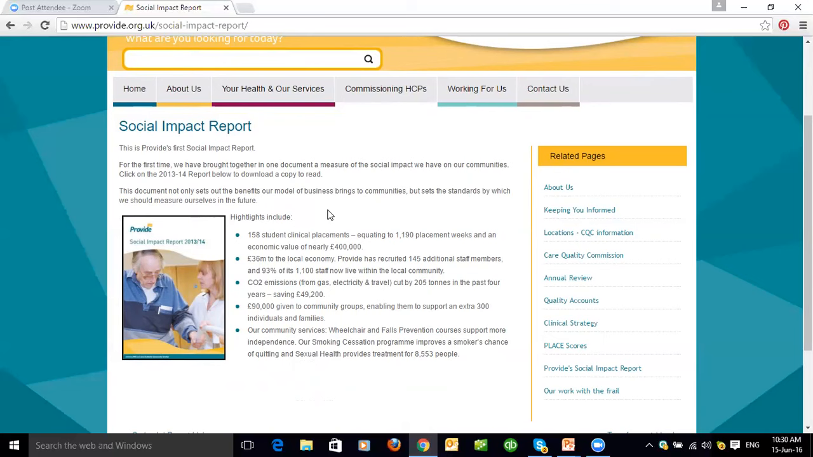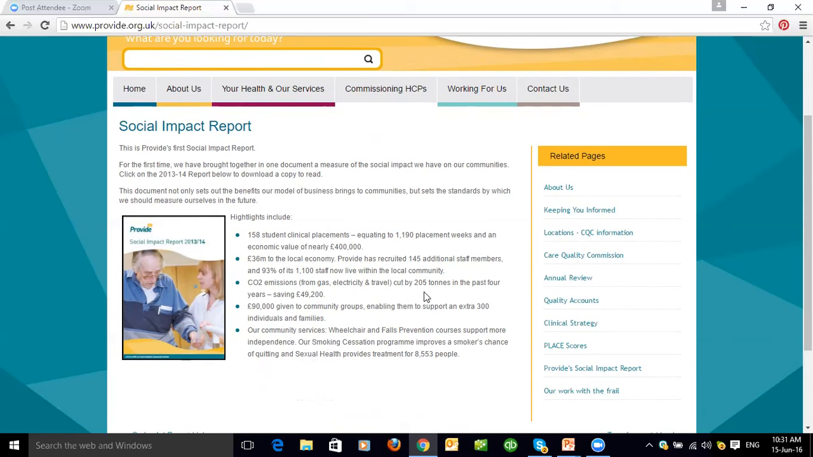So they looked at their wheelchair and falls prevention services, their smoking cessation, and their sexual health services as the 3 key service areas, and collected data and case studies in those areas. They also looked at what they did in terms of providing employment, training, work experience and volunteering opportunities, and there was a small section on their environmental impact as well, because they'd been measuring the amount of tonnes of CO2 that they were actually using, and they had a plan in place to try and reduce them.